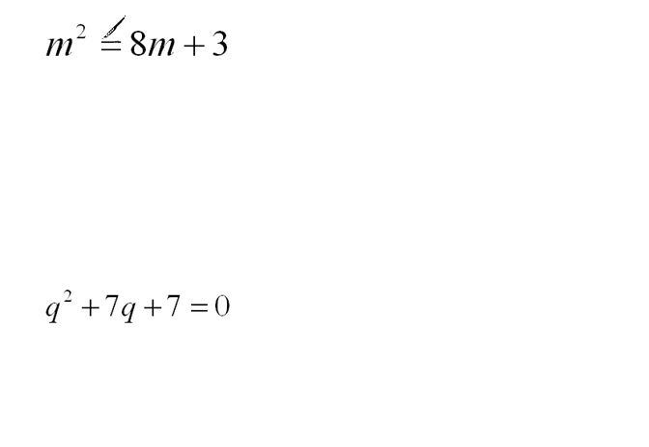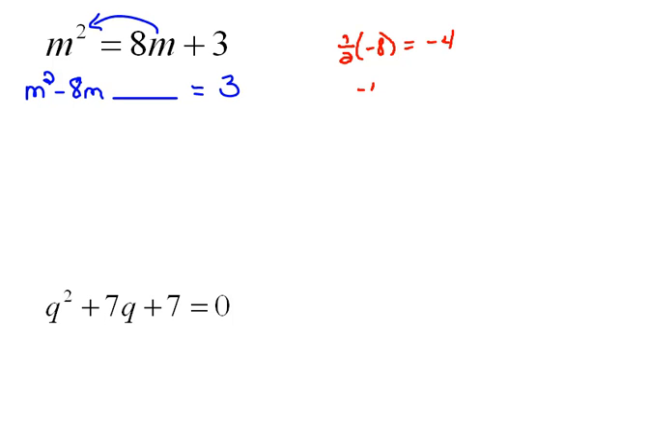This one says m squared equals 8m plus 3. I'm going to move the m's over so that we have m squared minus 8m, and then I'm going to leave a blank so that I can create that perfect square trinomial, and leave the constant over on the other side. And now we're doing the same thing. We're going to take 1/2 of the middle term, which would be -4, and then we're going to square that. So this is the number that we're adding to both sides to create the perfect square trinomial.